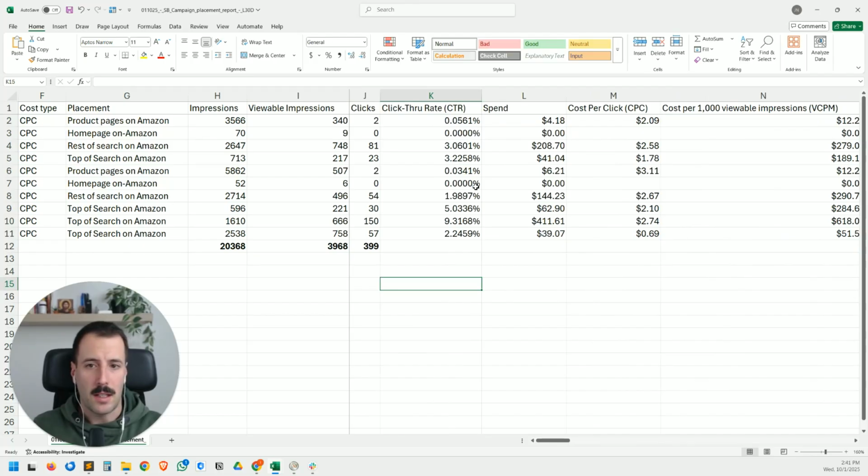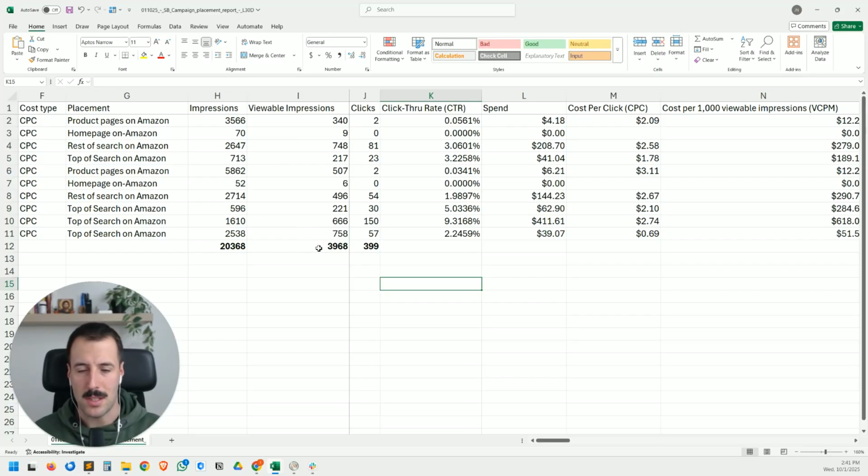First, I keep repeating this, but impressions are a completely fake metric, and here's the proof for that. This is the number of impressions in this date range. I think it's the last 30 days. So 20,000 impressions. You could easily think that, okay, my video was seen 20,000 times, which is not the case. Viewable impressions is what counts. Out of 20,000 impressions, only 4,000 of them were viewable.